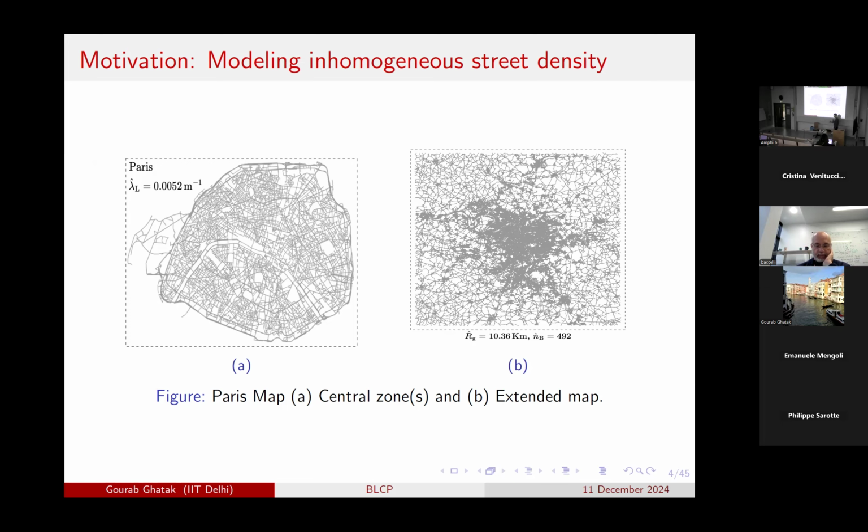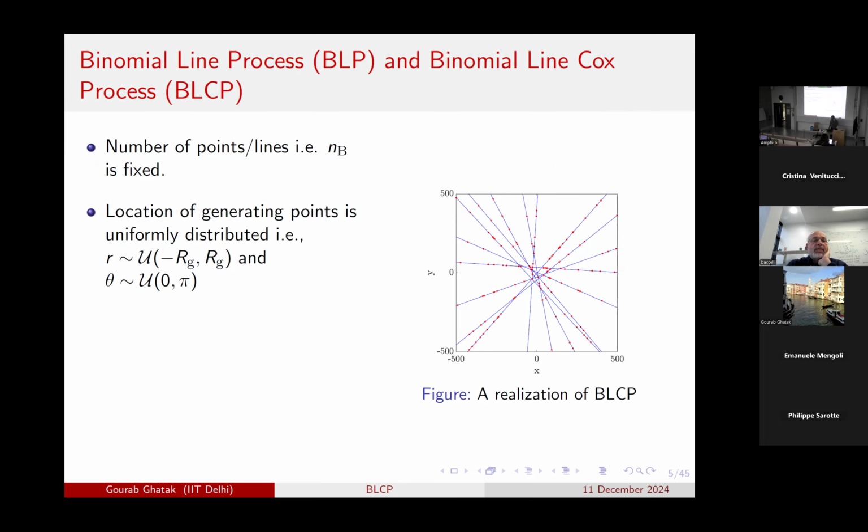So traditional line processes, which are more homogeneous in nature, fail to take into account this aspect from the perspective of a single city. If I want to address or study the performance of any communication network or any type of framework that transcends or starts to experience these different parts of the city, a homogeneous model is not good enough. So we would want a model which emulates this kind of behavior from the perspective of a city. In order to do this, we introduced something called binomial line Cox processes.